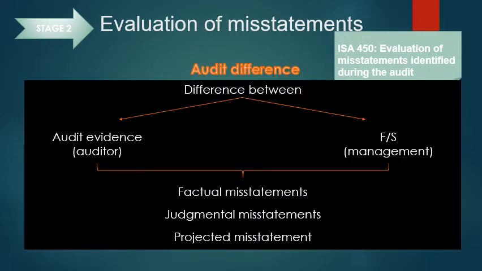Any audit differences that may come up in this stage is the difference between your audit evidence, okay, so your audit evidence that was determined by your auditor and your financial statements which have been drawn up by management. And the misstatements coming from these audit differences can be one of three types of misstatements. It can be either a factual misstatement, can be a judgmental misstatement, or it can be a projected misstatement.